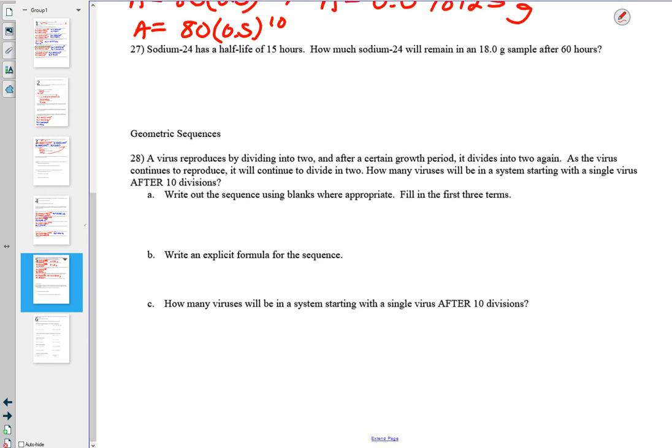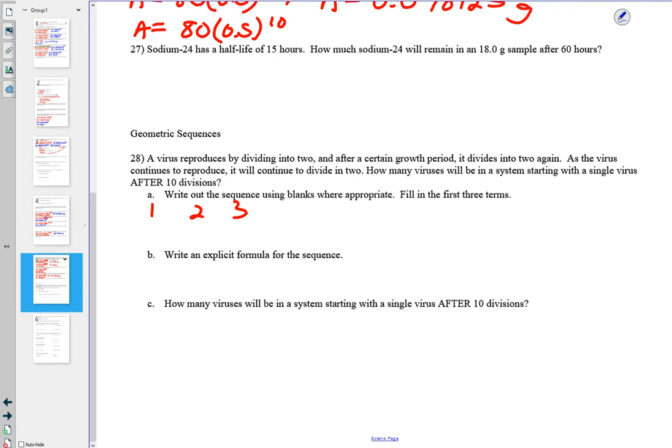A virus reproduces by dividing into two. And after a certain growth period, it divides into two again. As the virus continues to reproduce, it will continue to divide into two. How many viruses will be in the system, starting with a single virus after 10 divisions? Write out a sequence using blanks where appropriate. Fill in the first 3 terms. Okay. I still don't know what it means, using blanks where appropriate.